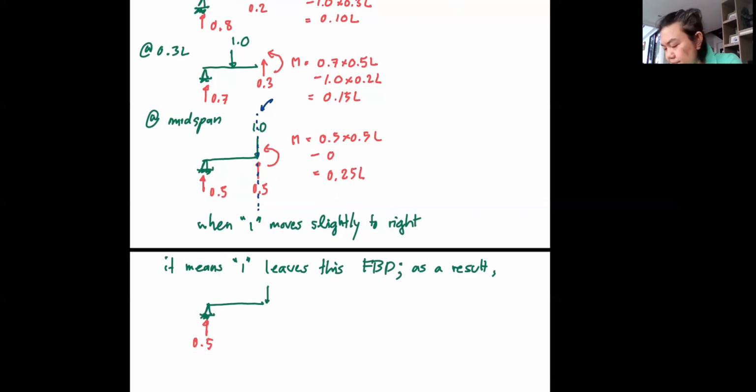Correct? So in order to have the equilibrium on this free body diagram, I have to have the downward shear here. Right? I need to have the downward shear so that I have equilibrium. Shear is now downward to provide equilibrium.